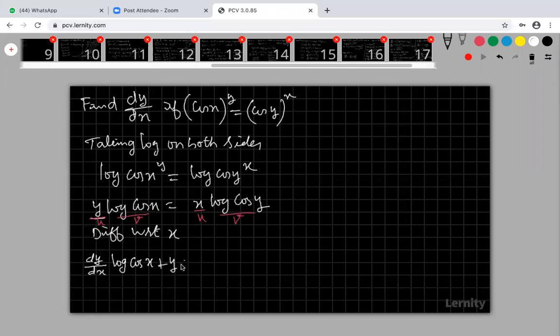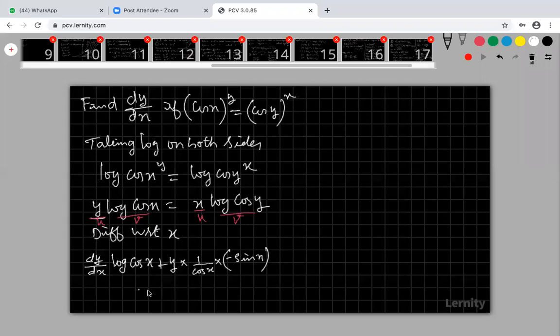Log cos x differentiation: log x differentiation is 1 by x, therefore 1 by cos x. Again, you have to differentiate this cos x. Cos x differentiation is minus sin x. Okay, sir, here you are differentiating this y again, but why you are not differentiating this x again? If you differentiate this x again with respect to x, that is 1. So therefore, no need to write that.